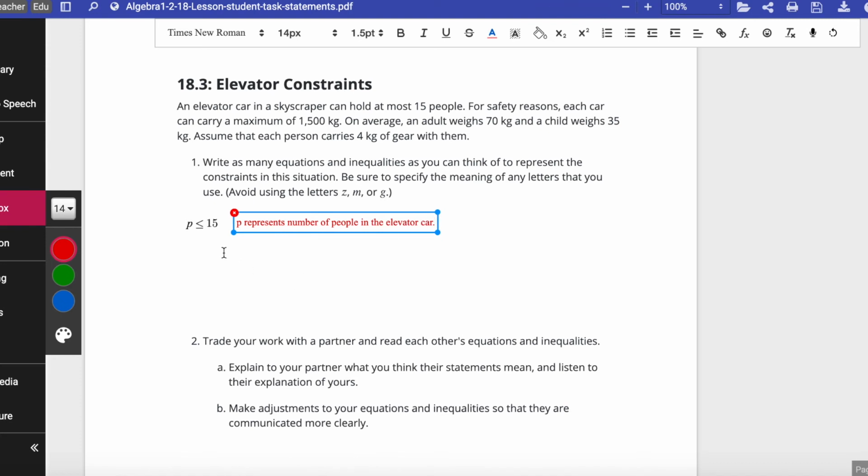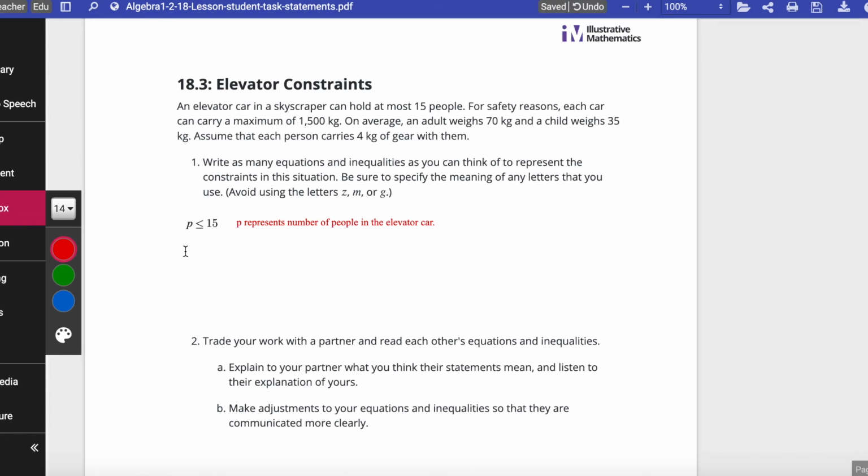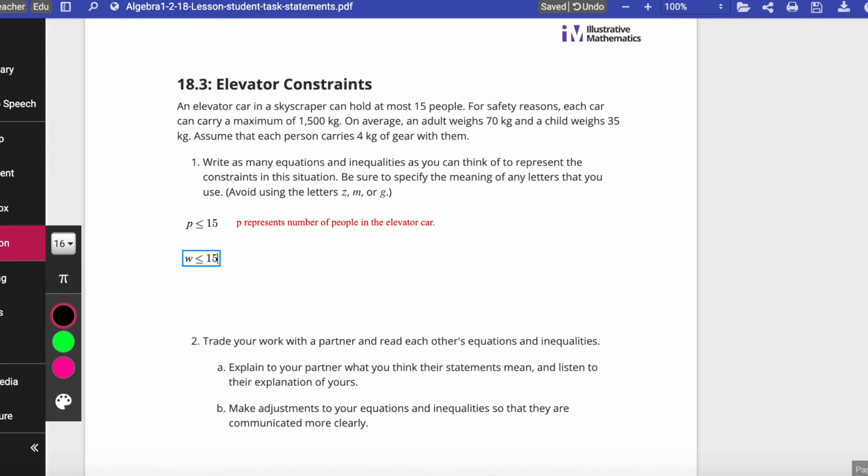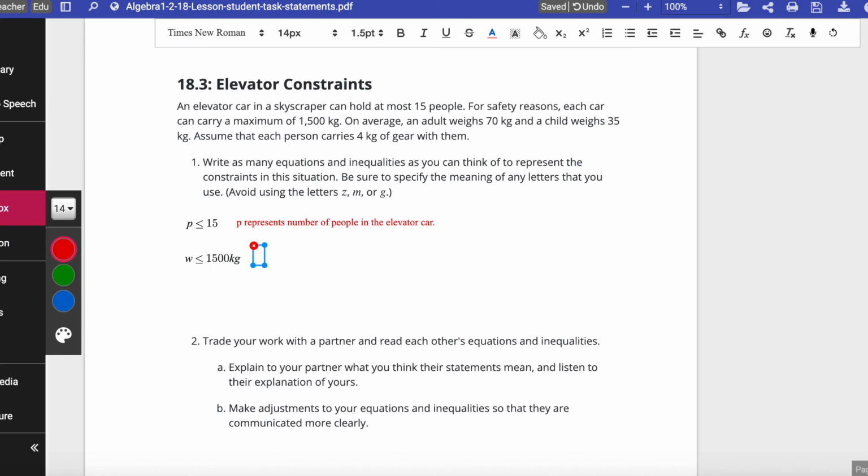Okay, and so another one you could come up with would be it can carry a maximum of 1,500 kilograms. So let's say our W is our weight, and we could say W is less than or equal to 1,500, and you could put kilograms. We need to do text box. W represents the weight in kilograms.